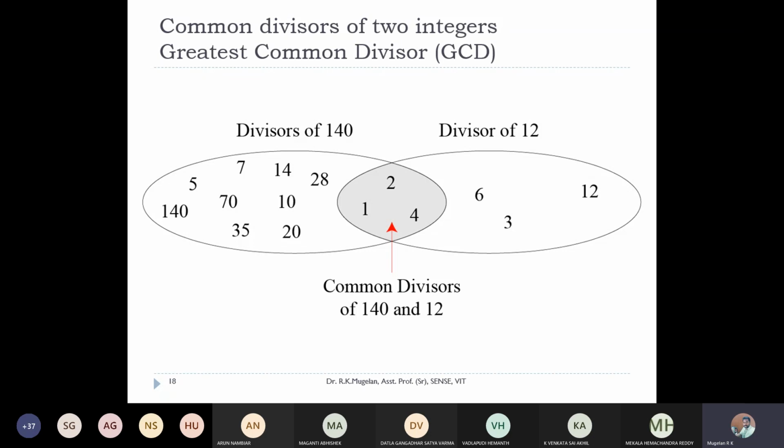Now we move on to the next topic called GCD, greatest common divisor. We used to find this GCD, LCM, these things in our school math, right? Why am I teaching these again? What is the use of learning these things again? These things form the base for our cryptography also.